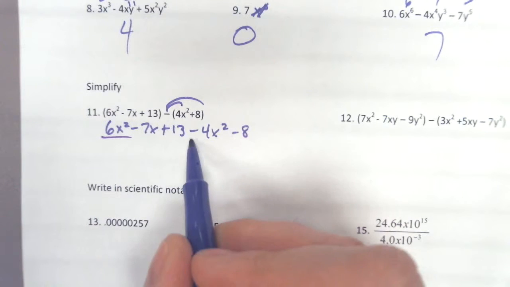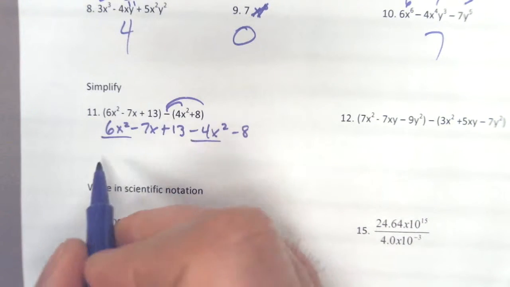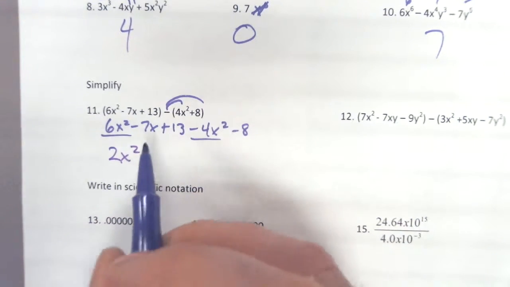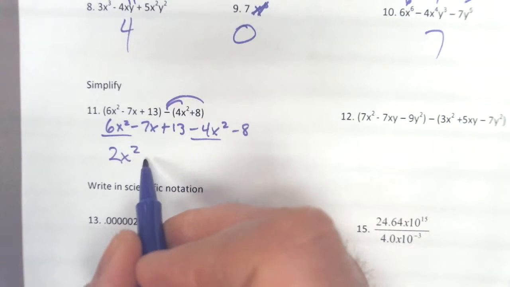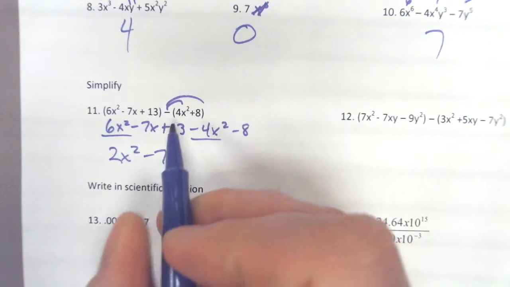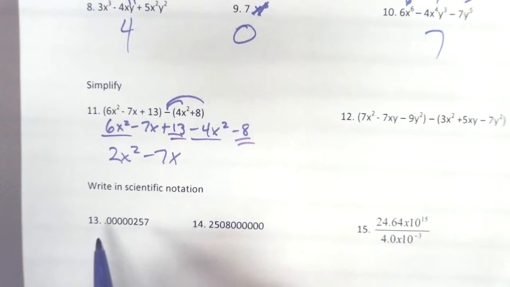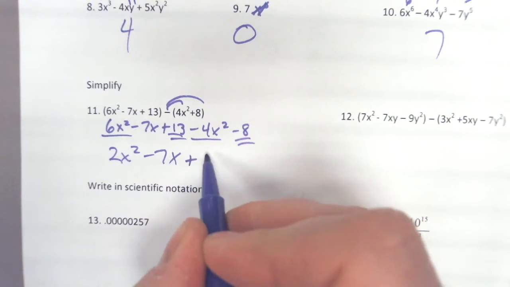Now I'm going to put my like terms together. 6 minus 4 on the x squared gives me 2x squared. There's only one x term, so I'm going to just bring that down. And then I'm going to put my number terms together. 13 minus 8 is positive 5.